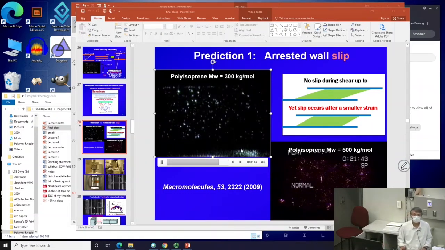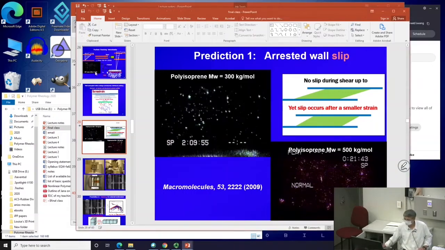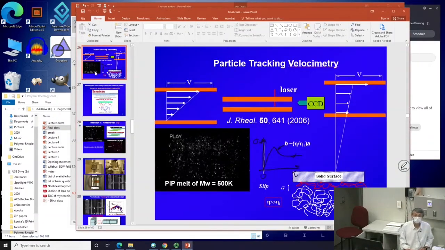The only thing I warn you so far with regard to movies like this is the following, which is quite important for you to recognize. The wall slip we have been talking about very clearly strictly suggests involving a monolayer, right? That little thickness.